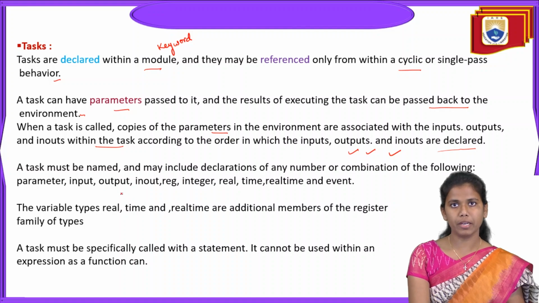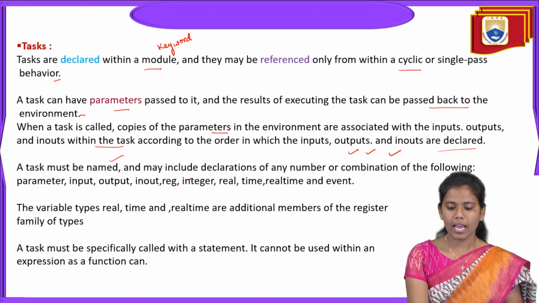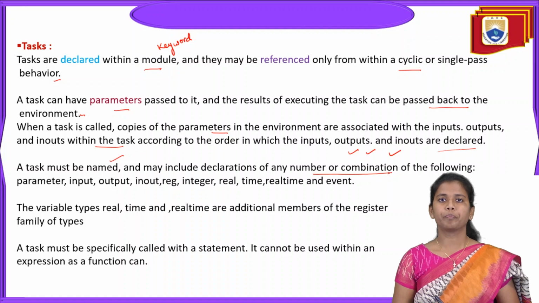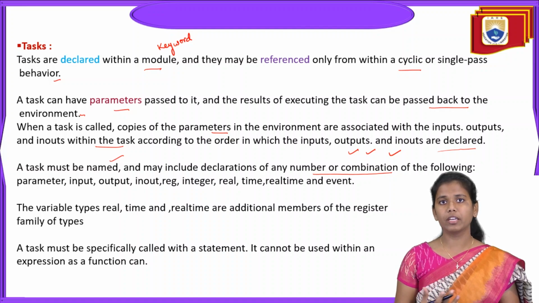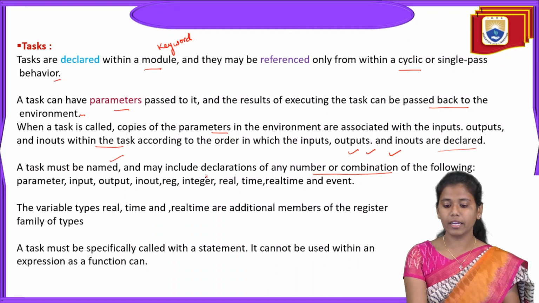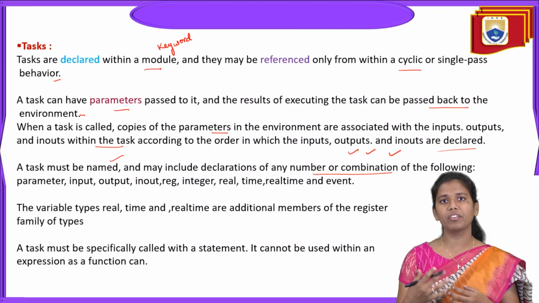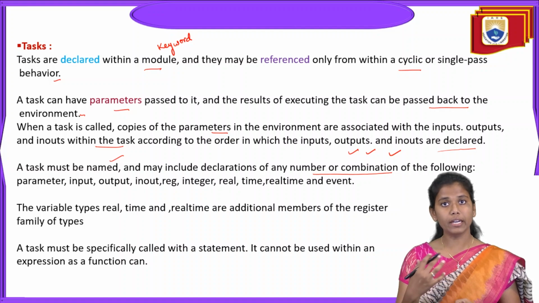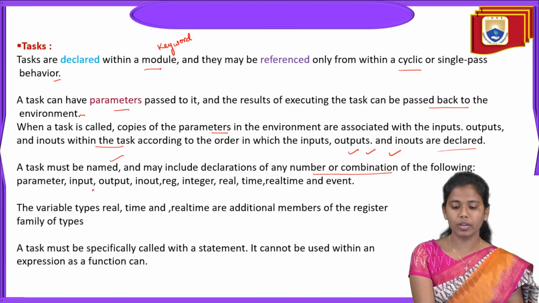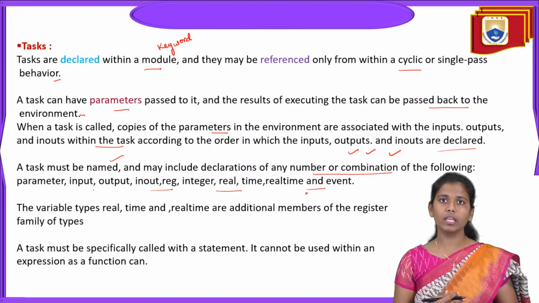Then a task must be named. We can give a name to each task, and the task may include declarations of any number of parameters. As we give the name for the task, we can declare different parameters, and the parameters can include input, output, inout, register, integer, real, time, and also event.